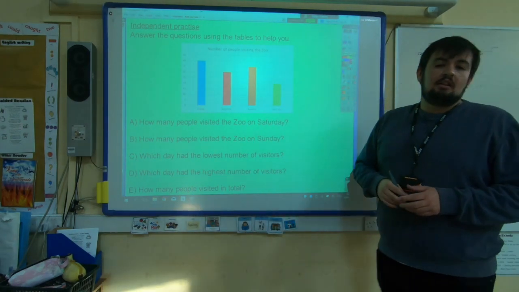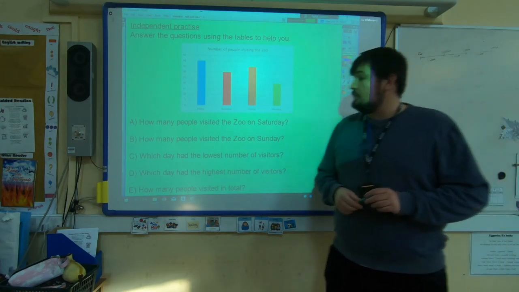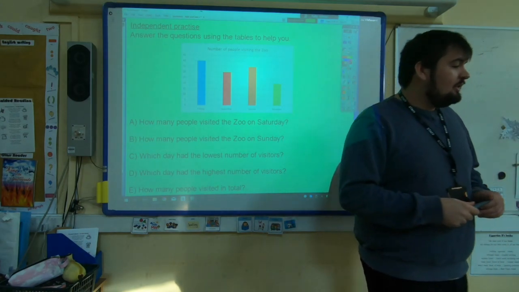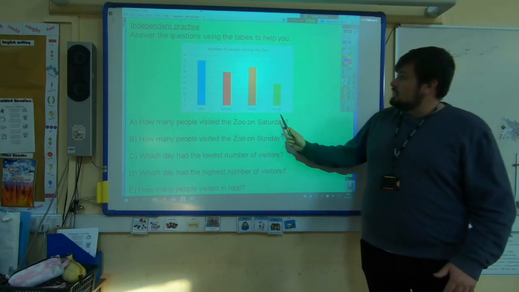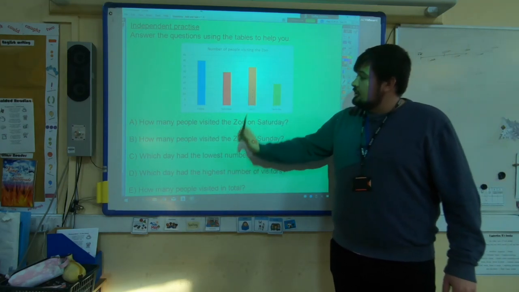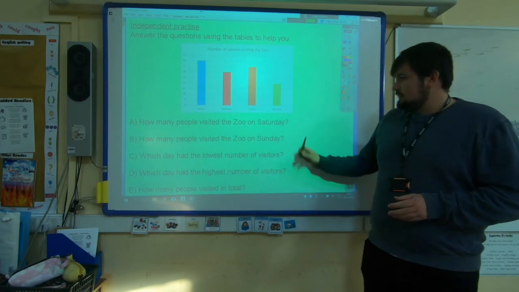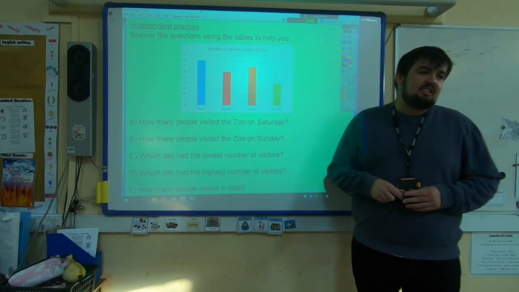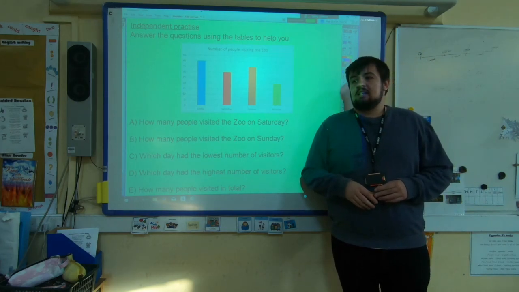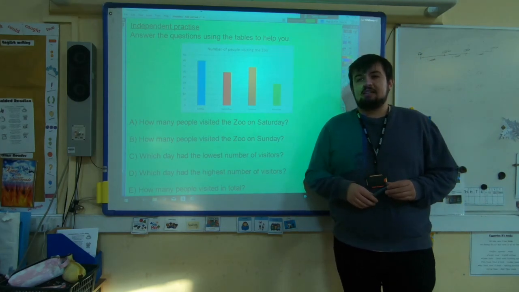Okay, let's go through the answers then. So on the first one, on the bar chart here, we're looking at the zoo and how many people visited the zoo over the weekend. So let's have a look. How many people visited the zoo on Saturday?